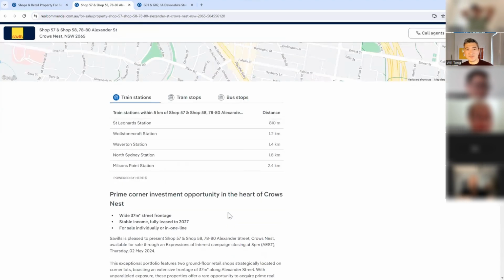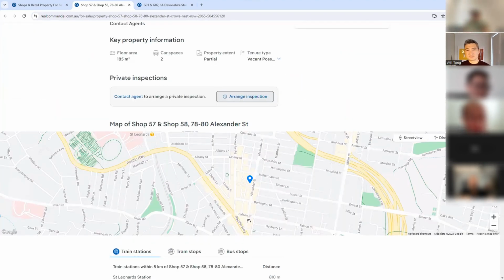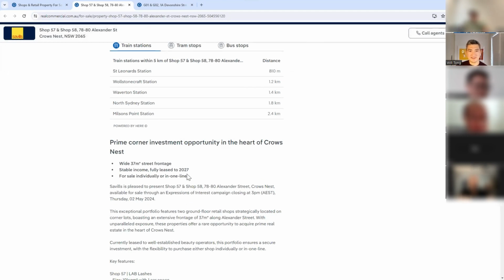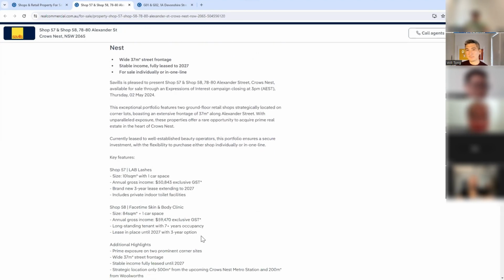Okay, so the way I'm looking at this is it's already strata subdivided and it's already leased out, and it's leased out to 2027. So my triage process will be, this might not be all that appealing, because if the existing tenants were interested in buying it, they would have done it already. And because it's hit the market the way it has, your 2 most obvious buyers, being existing tenants, are not going to be buyers. The leases are really long. Like this one here, 58, it's got 7+ occupancy and a further 3-year option. So this one's not going to be this.